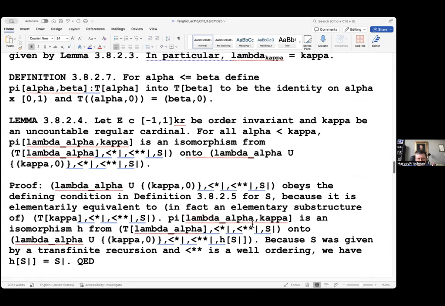So pi of lambda alpha kappa is an isomorphism H from T lambda alpha, from this structure onto this structure. And because H was given by transfinite recursion and less than double stars of well ordering, we have H of S equals S. H of S restricted equals S restricted.